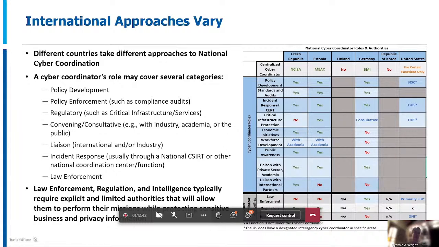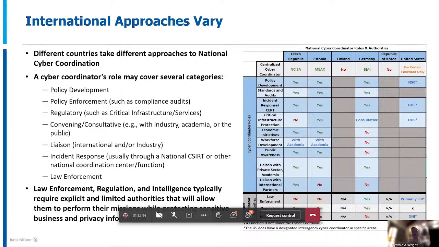It's important, you've been talking a lot about roles and responsibilities. These three areas are areas in which national actor roles and responsibilities are extremely important. So we want to make sure that all of those areas have the authorities they need, but not more authority than they need. So we want those authorities to be explicit, limited, and clear in law so that they can perform their missions while also protecting sensitive businesses and privacy information.